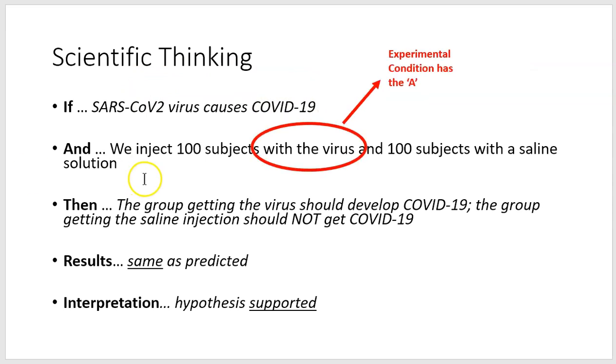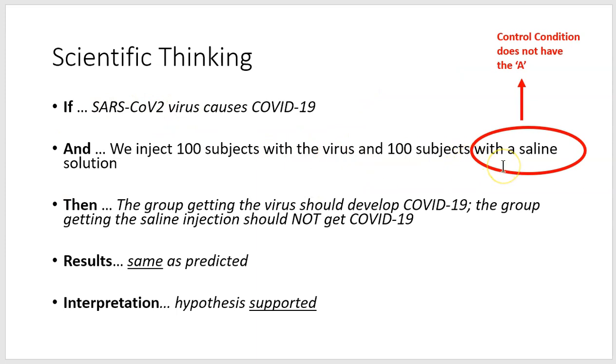Okay, now on to the and. Here we write a description of our experiment. So we're going to inject 100 subjects, now these are healthy people, with the virus, and then 100 subjects with the saline solution. Well, the group of people that get the virus, since they're getting the A, the variable, we're going to define that as the experimental condition. So the experimental condition has the variable. In this case, it's the virus.